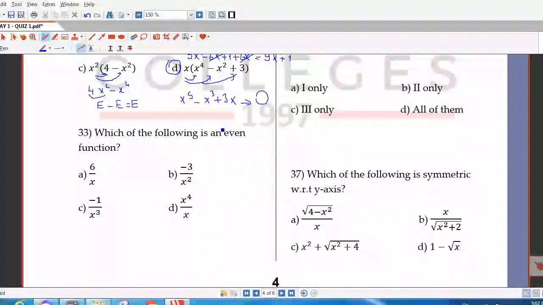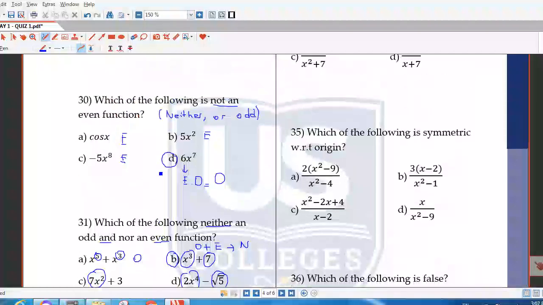Question 33. Which of the following function is even function? Even function, the power is odd, it is odd function. Number over even power will be even. Number over odd power will be odd. If we did simplification, x cubed will be an odd function, so answer is going to be B.